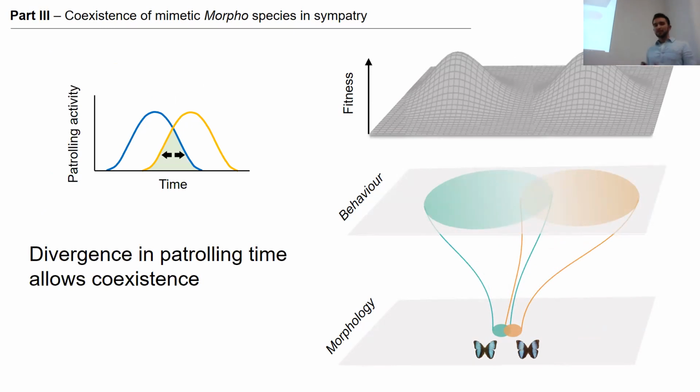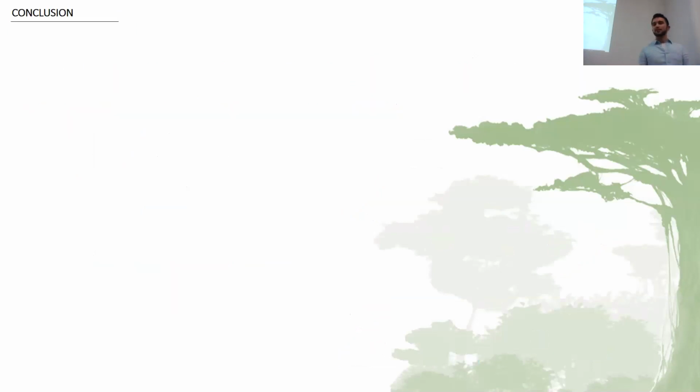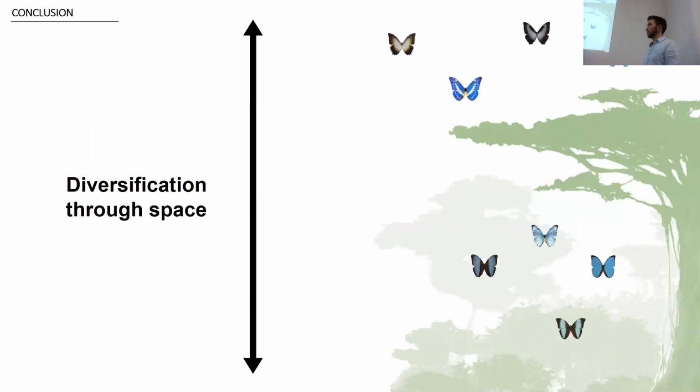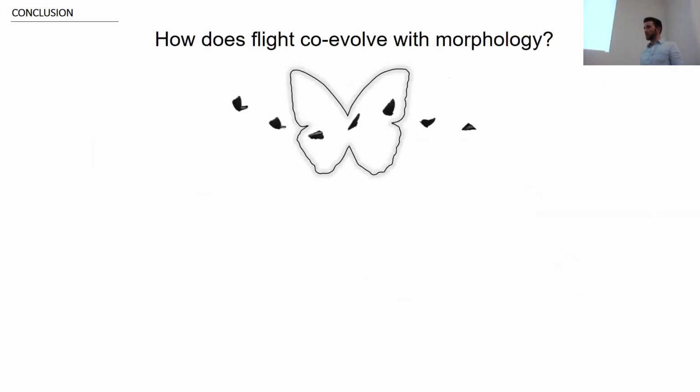So I think the take-home message from this last part of my research is that considering the joint evolution of multiple traits, behavioral and morphological, is also crucial to understand how species can coexist in sympatry. And to conclude, my findings nicely illustrate how species can diversify along different dimensions of their ecological niche, either through space by specializing into different strata of the forest, or through time by being active at different hours of the day.